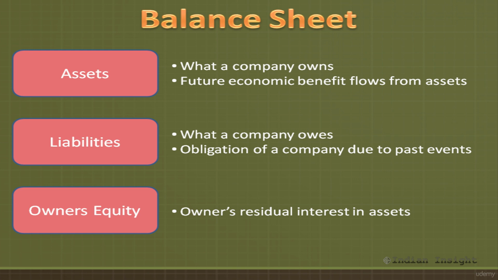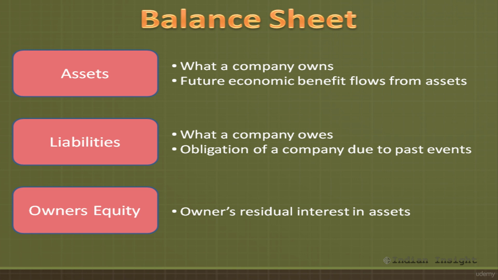Next, you have the liabilities. Liabilities are essentially what a company owes, hence they represent obligations of a company arising from past events. Settlement of a liability results in cash outflow from the entity.